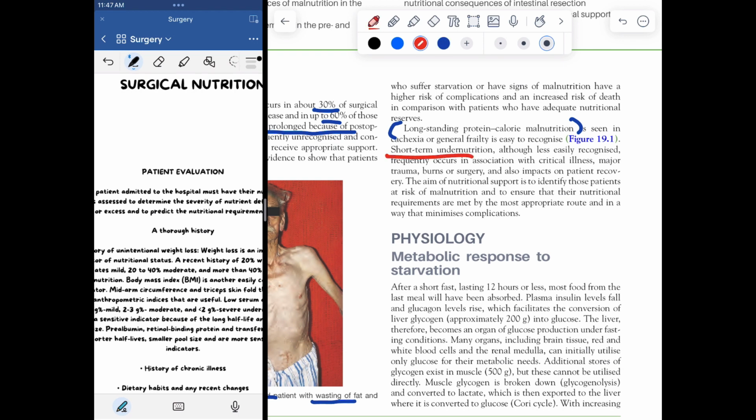However, short-term undernutrition is less easily recognized. This occurs in critical illness, major trauma, burns or surgery, and it also impacts patient recovery. So we have to identify these patients who are at risk of malnutrition, and we have to ensure that the nutritional requirements are met by the most appropriate route and in a way that minimizes complications.